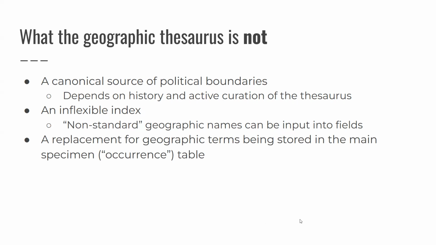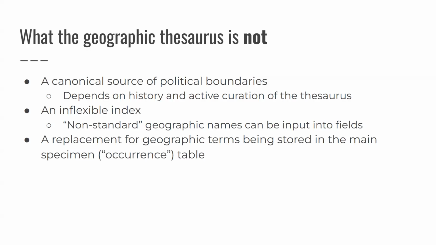And also, this is a little bit of a database nuance that's a little tricky, but it's not a replacement for geographic terms being stored in the main specimen table. What I mean by that is in databases, you'll often split things out into separate tables to make the database more efficient. So you'll have, here's all my specimen data, here's all my geography data. But we don't store, for example, country values in the specimen data table.